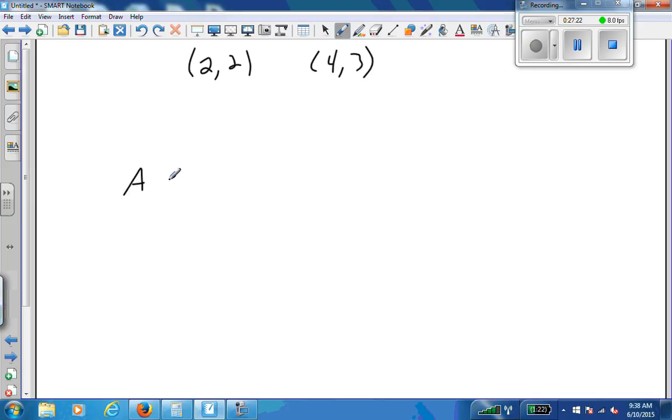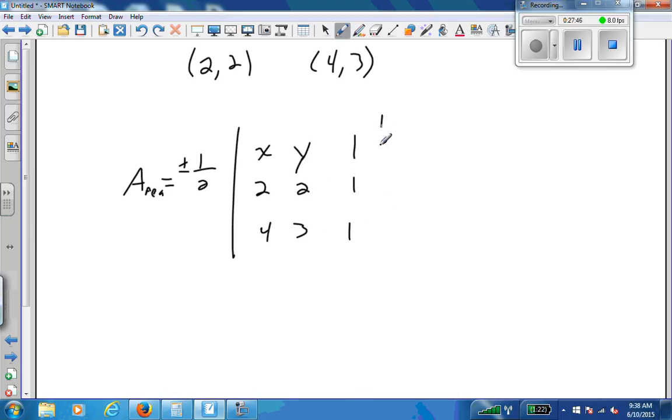So our area equation is plus or minus 1/2 the determinant of putting these all in, except if we don't have a third point and we want the equation, we're going to put x, y, and then 1. 2, 2, and then 1, 4, 3, and then 1.